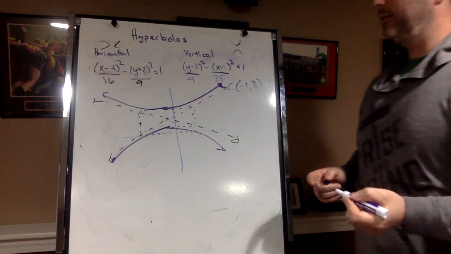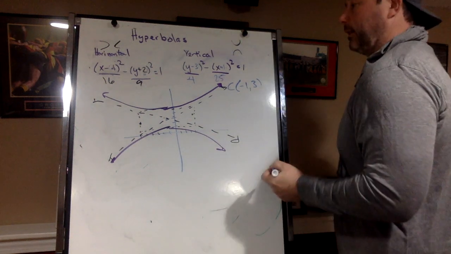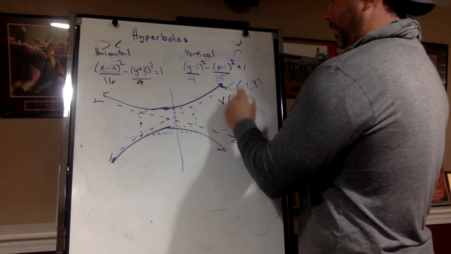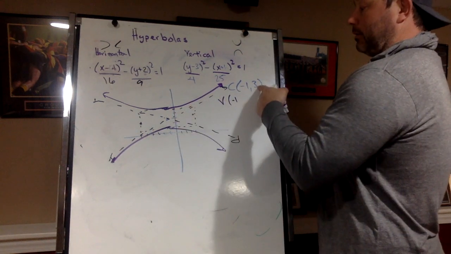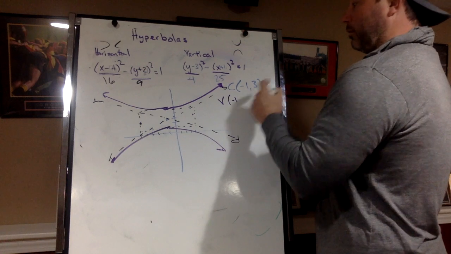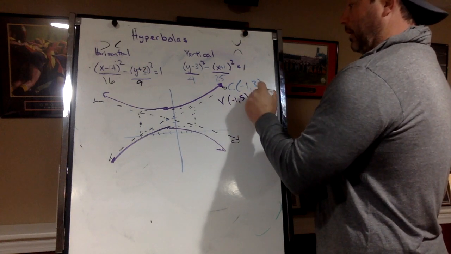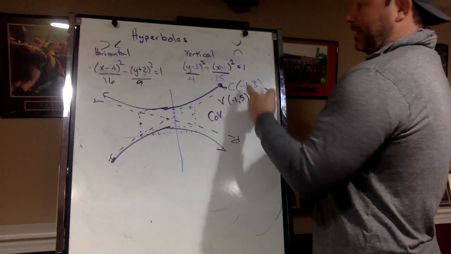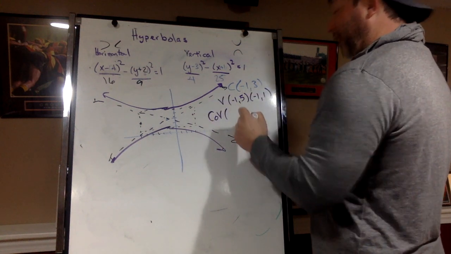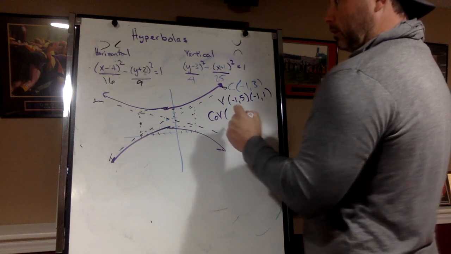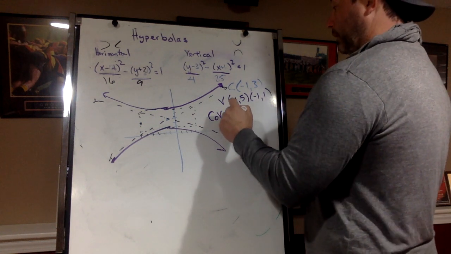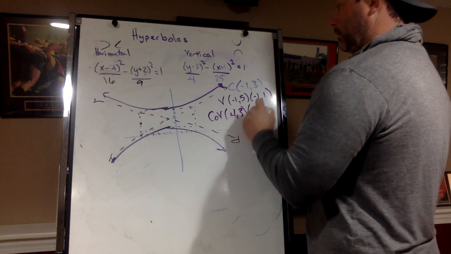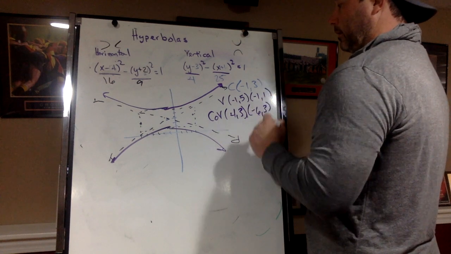Okay, so let's list what we have, and then we'll find the foci and the equations for everything else. So vertices are up and down. So I went negative 1. Notice, I'm not even looking at the graph. Right? I went up and down 2. So that's 5, negative 1, and 1, negative 1. Co-vertices. Again, this time my x's changed. I went left and right 5. So that's 4, 3, and negative 6, 3. Okay?